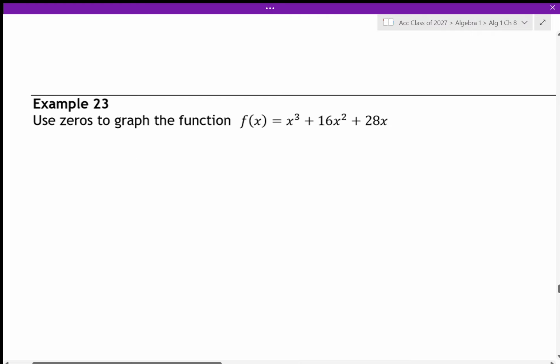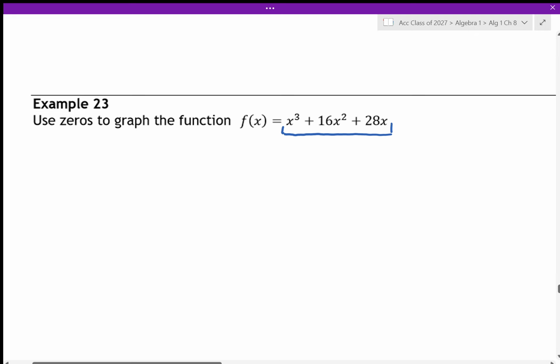23, use zeros to graph the function. This is a cubic function. This is going to be a little bit different. Because it asks for zeros, we're going to want it in factored form, which is intercept form. So the first task here is going to be to try to factor this.